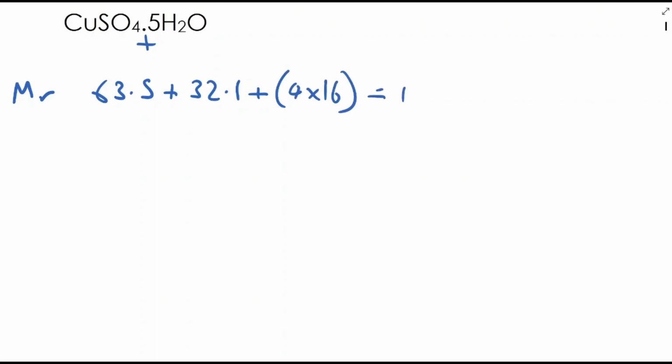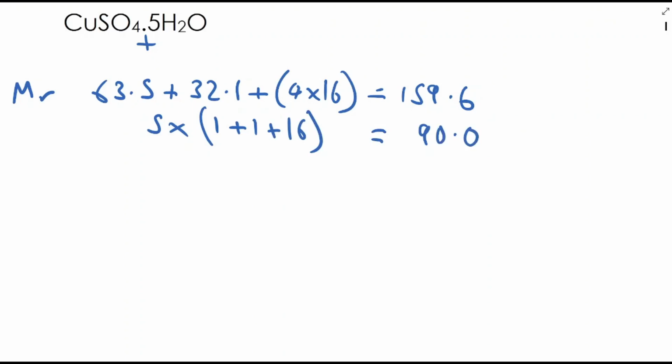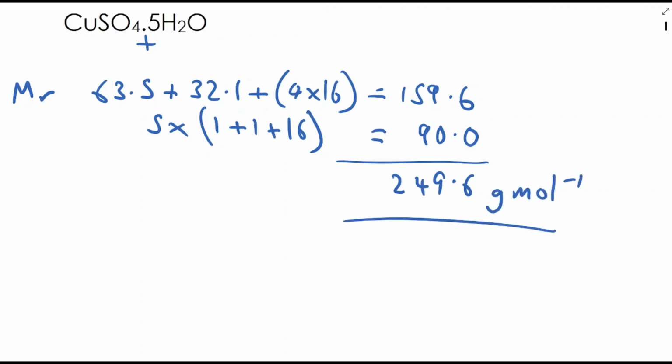And that's going to give me 159.6. And for the water, I've got 5 lots of water. Now water is 1 plus 1 plus 16, or 18. We can just learn sooner or later it's 18, and that gives us a value of 90, and I'll put a 0 in so I keep my decimal places in both of them, and I'm just going to add them together. When I add them together, I get 249.6 grams per mole. So it's not particularly complicated, it's just an extra step that we need to be aware of.